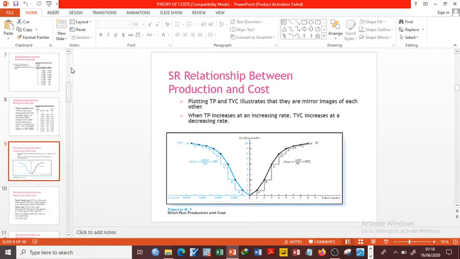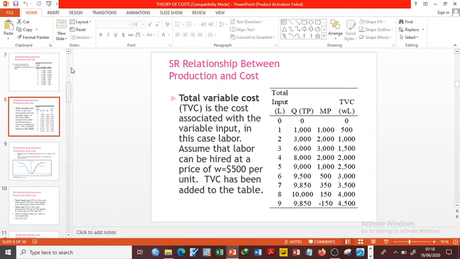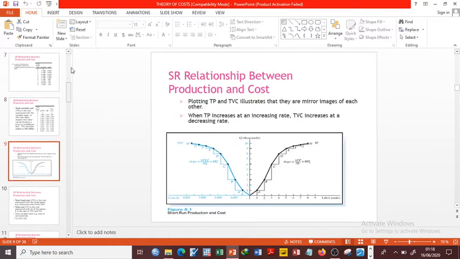Right. So when you plot these figures, when you plot this table graphically, this is what we shall arrive at, and we shall discover that the total variable cost is downward sloping. It's having a negative slope, whereas the total product curve is upward sloping, or it's having a positive slope. So we arrive at this just by plotting what is in the table.